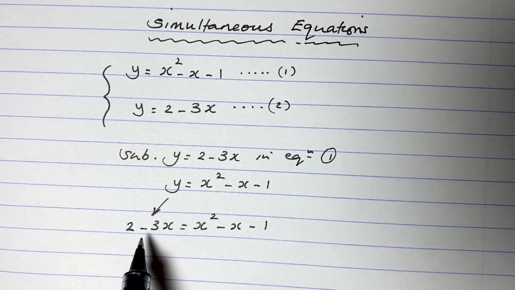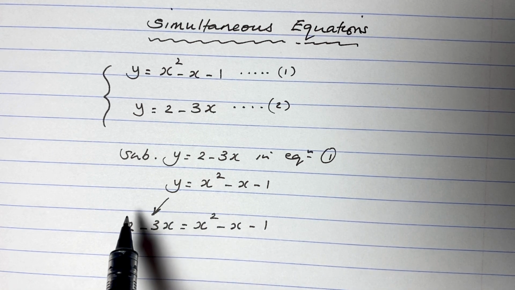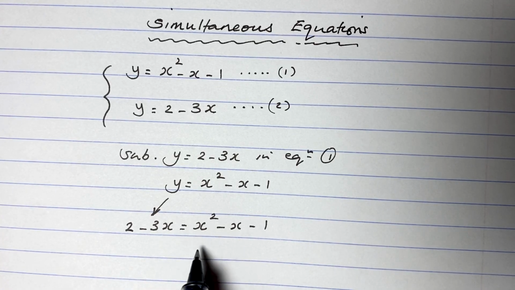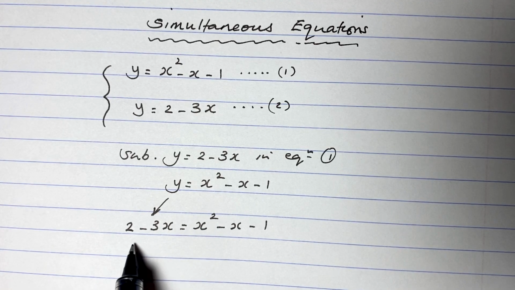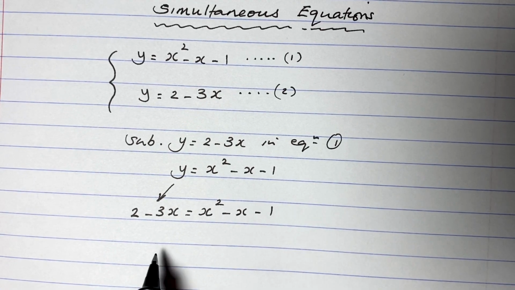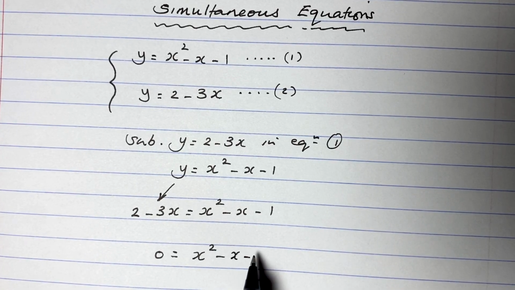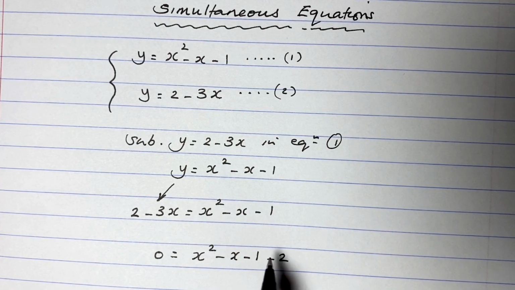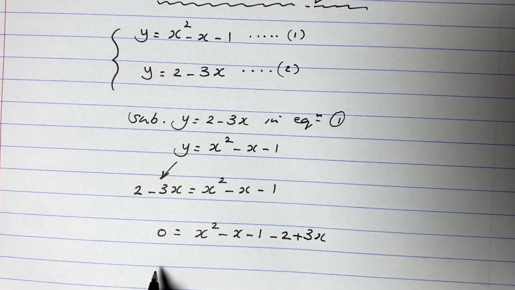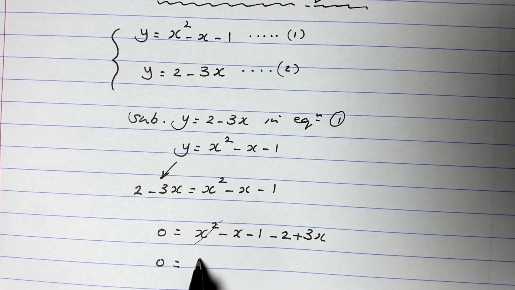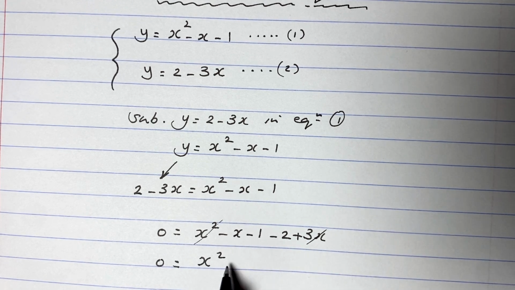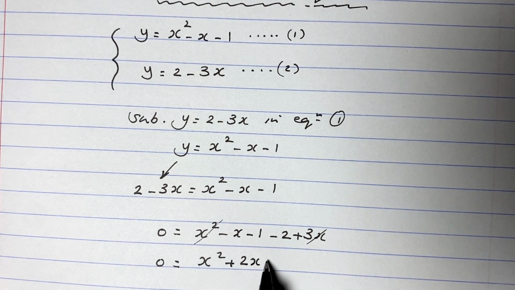I shall now move all these items to the other side. Since I want to start with the quadratic equation with the positive coefficient of x squared, I shall move this to the other side. Remember, change side, change sign. So 0 equals x squared minus x minus 1, move 2 to the side becomes minus 2, and minus 3x to the other side becomes plus 3x. My equation, after being simplified, would be x squared plus 2x minus 3.